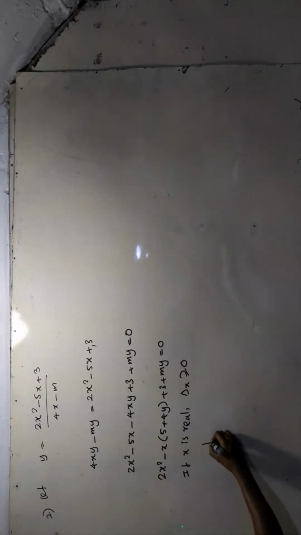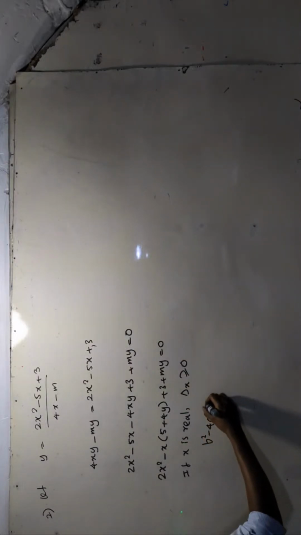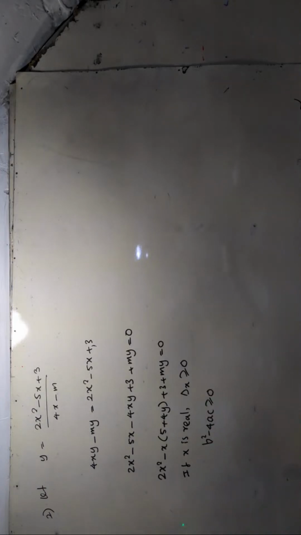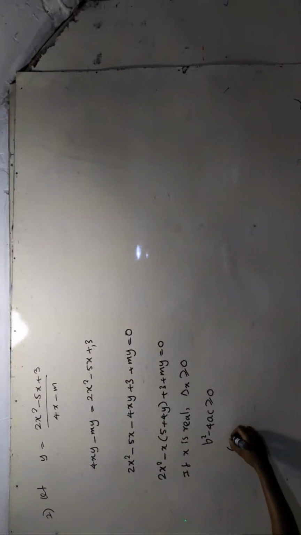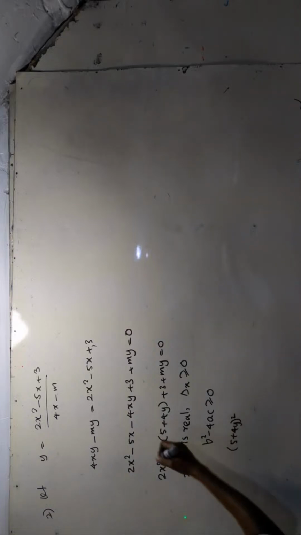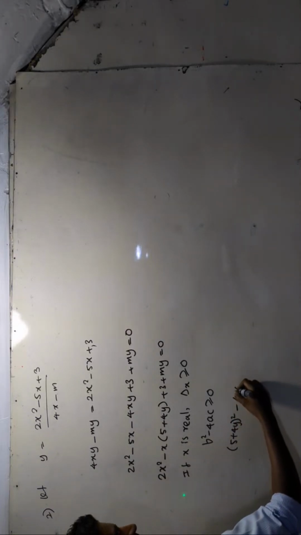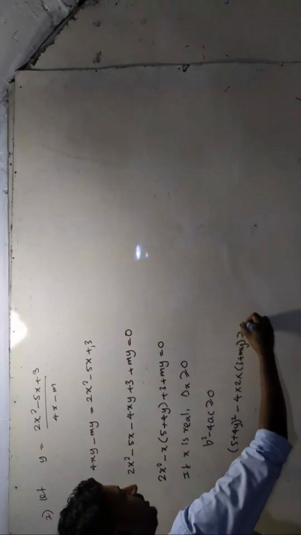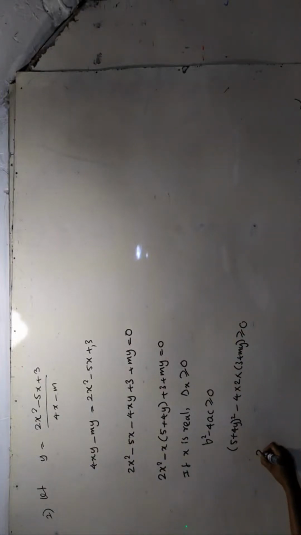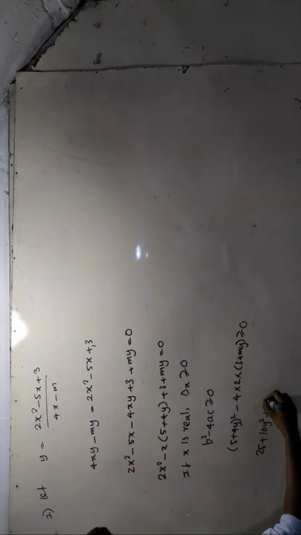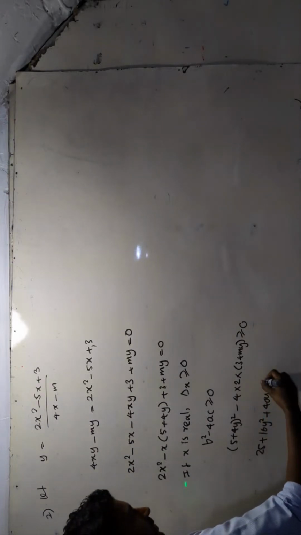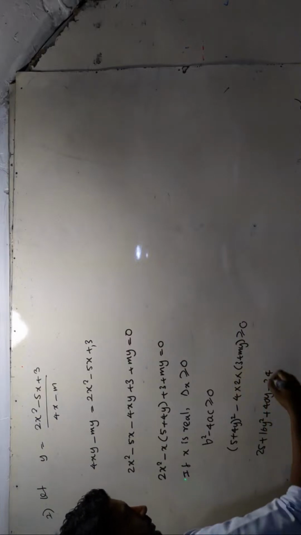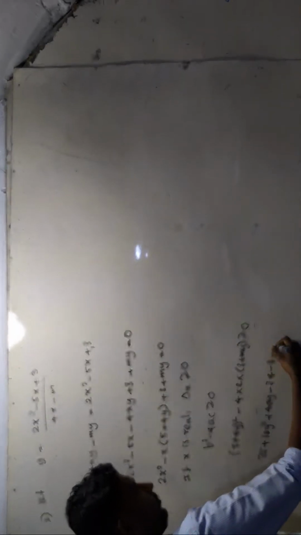So what is delta x? b squared minus 4ac greater than or equal to 0. What is b squared? That means (5 plus 4y) whole square, so it will be positive, minus 4a, that is 2, c, that is (3 plus my). So that is greater than or equal to 0, right? So 25, 16y squared, 40y, minus 24, and minus 8my, greater than or equal to 0, right?